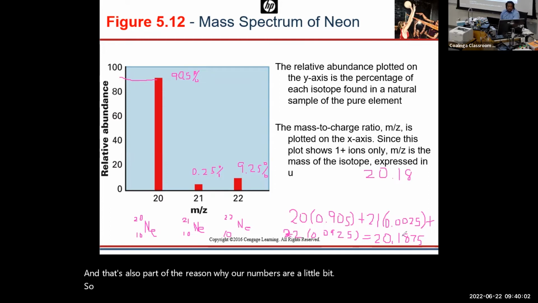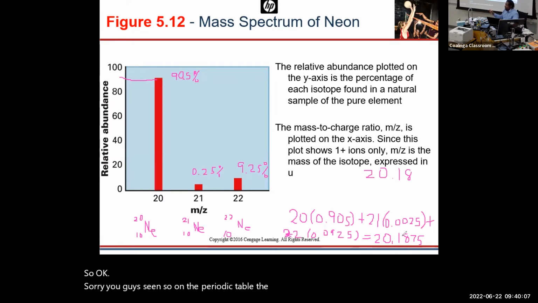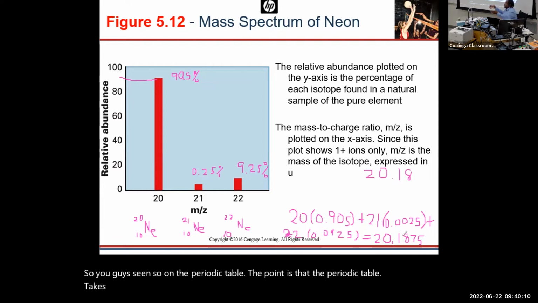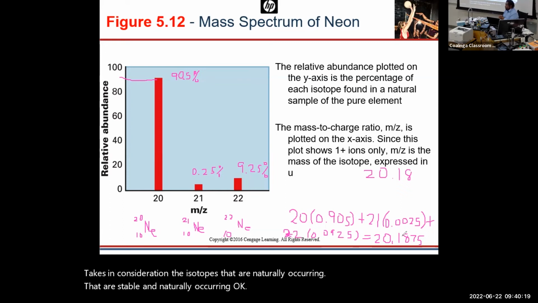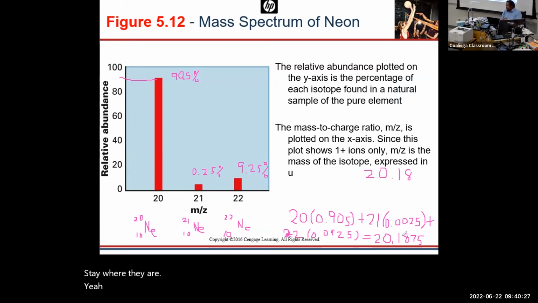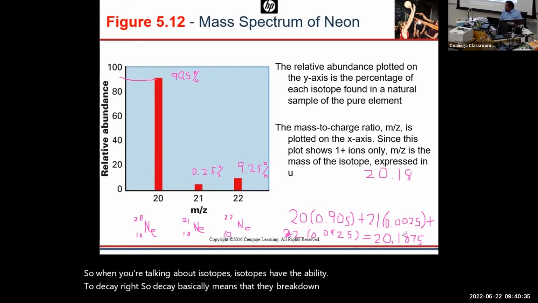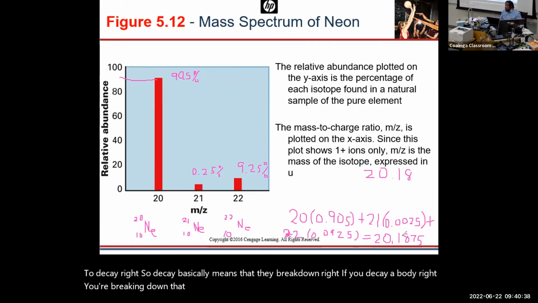Okay. So you guys see, the point is that the periodic table takes into consideration all the isotopes that are naturally occurring, that are stable and naturally occurring. Okay. And you guys know what I mean by stable. So when you're talking about isotopes, isotopes have the ability to decay, right? So decay basically means that they break down, right? Like if you decay a body, you're breaking down that body. Okay, so certain isotopes are more stable than others.